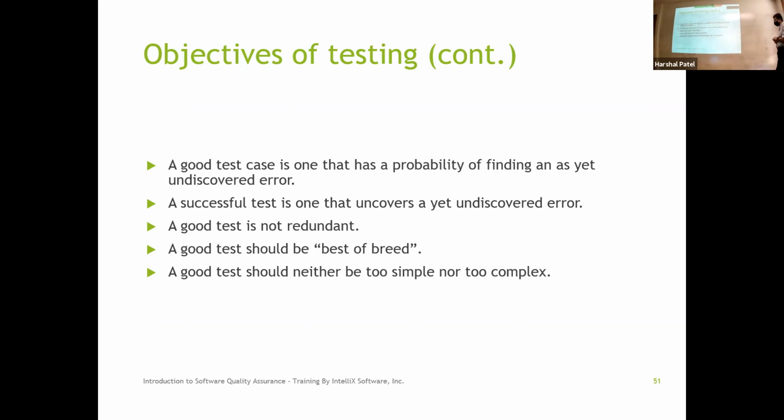Some of the other criteria that you're going to see is that it's not redundant. If I write 5 test cases, and they all are validating and doing the exact same thing, does it add a value? It doesn't add a value, right? For you as a quality assurance person. So you need to make sure that your test cases are complementary to each other and not redundant.